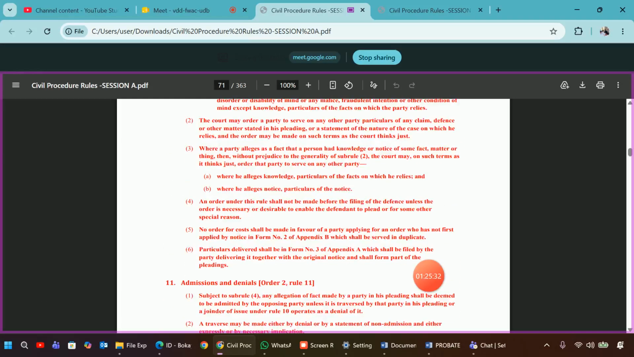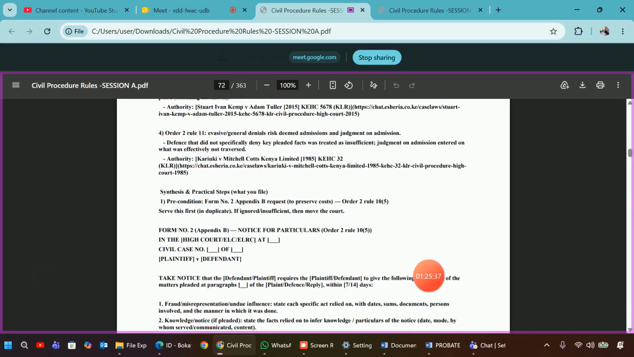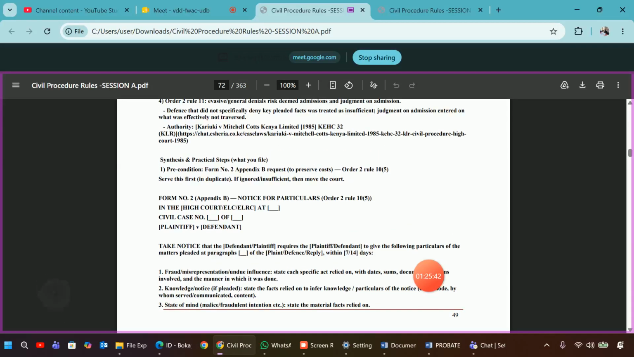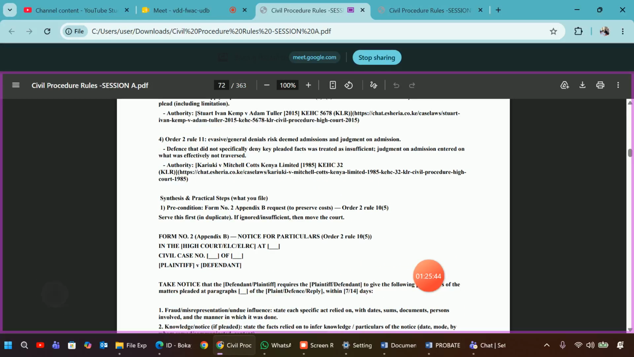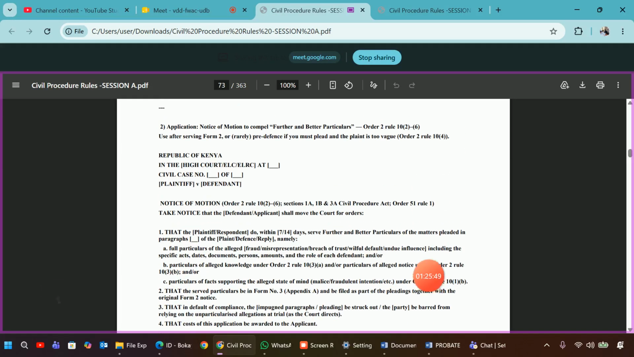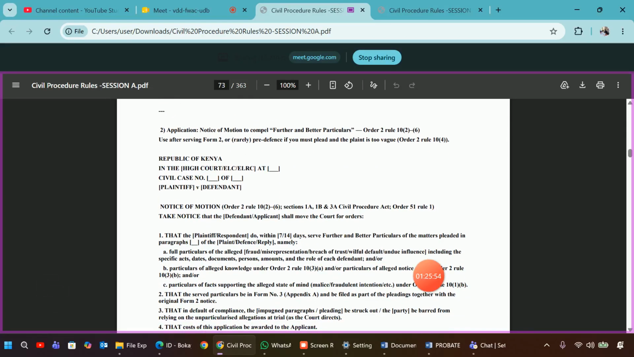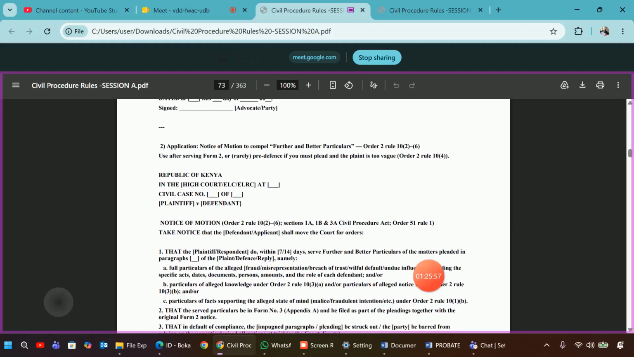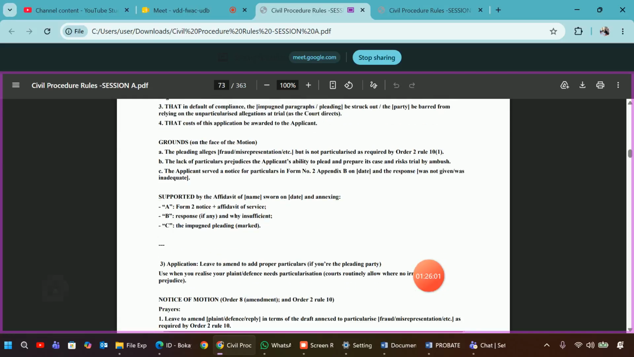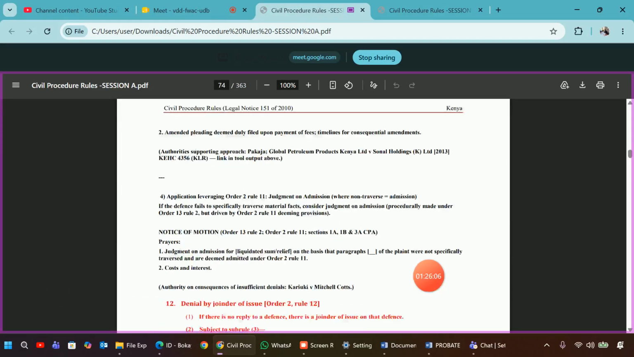So, particulars of pleading. I'm looking to see whether this is where the defendant will now do a notice for particulars, as we saw earlier, when they want to request various particulars that the plaintiff has not complied with in his plaint. This is an application for further and better particulars. We have seen this application can be conducted by the defendant. This we have looked at.